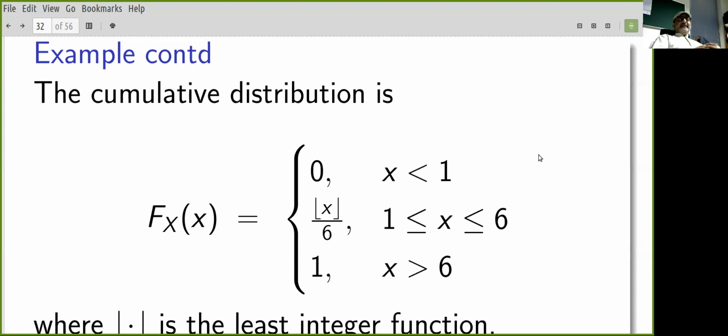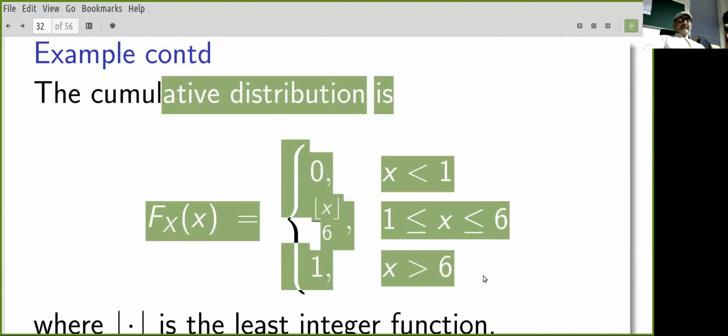The probability that x takes a value bigger than 6. Well, let's try this out. What about 7.3? The only values that it can take are 1, 2, 3, 4, 5, 6. So the probability that it takes a value less than 7.3 is 1. So we sum up all of that.